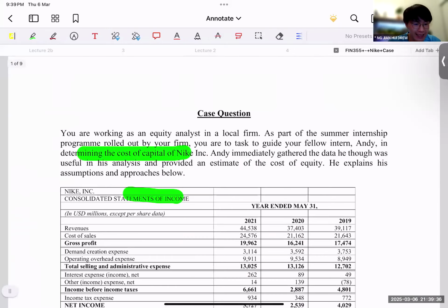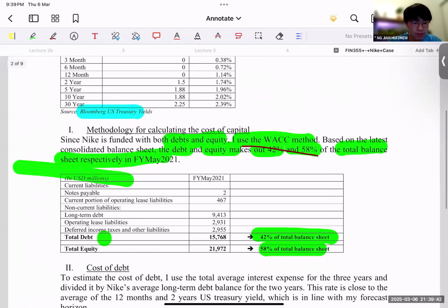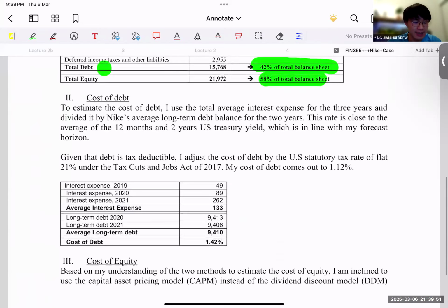Let's go back to what Andy did. This is so different from just using book value. Totally different. So this is a major mistake that Andy has made.